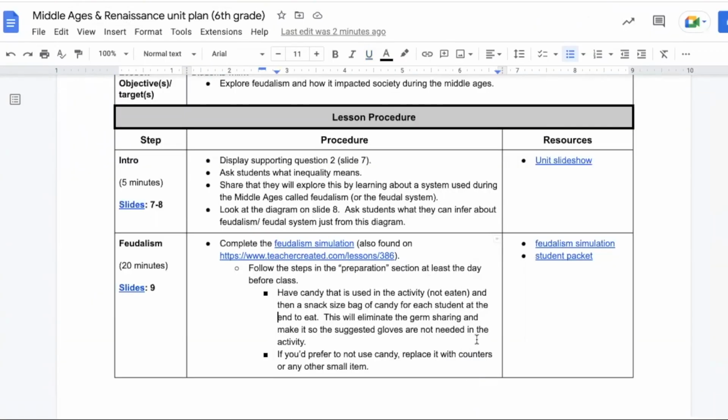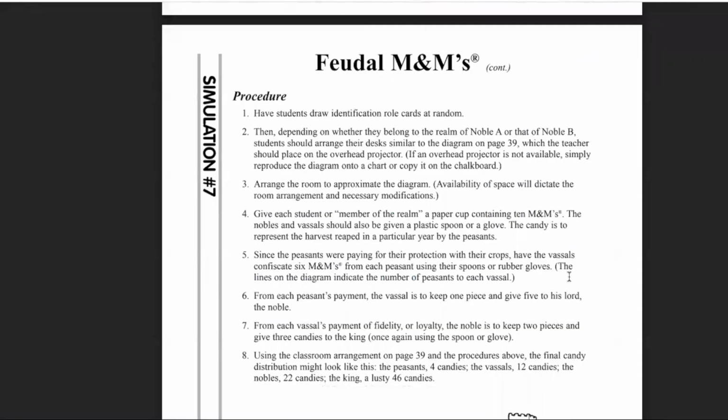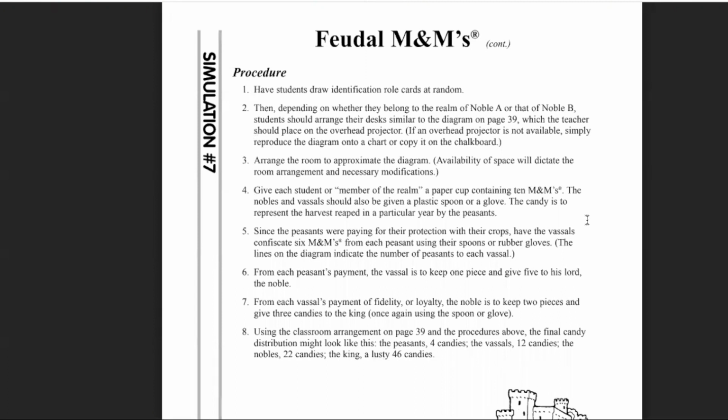The easiest way to do this simulation is to have candy that is used only for the activity and is not eaten, and then to have little fun-size packs of M&Ms for students to eat at the end as a reward. You can also completely eliminate the candy and just use counters or other small items. The idea of this simulation is to explain how the feudal system worked and how it was unfair for those at the bottom. Everyone starts with 10 M&Ms or 10 counters.